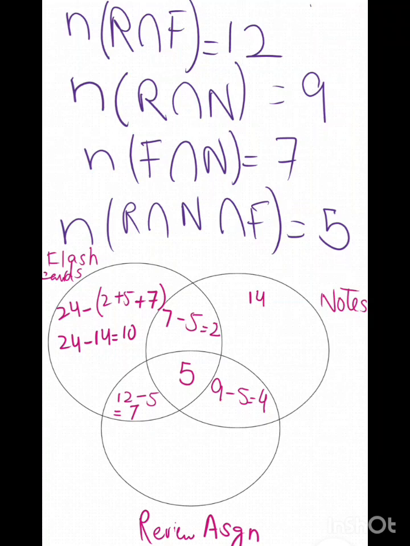So now let's talk about notes. The total students who are using notes are 14, but we need to subtract 2, 4 and 5, sorry. So it would be 14 minus 11. So 3 students are using only notes for preparation. So now moving on to the last part, review assignments. 27 students were there. So we need to subtract 7, 5 and 4.